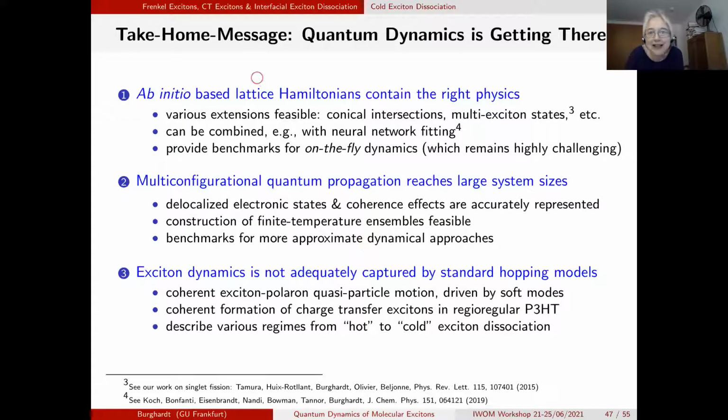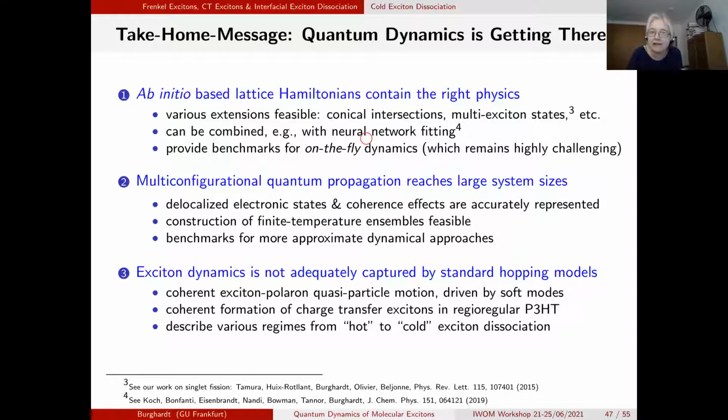So that's it. The take-home message is that quantum dynamics is getting there. Even if it's challenging as compared with trajectory-based methods, it's useful to do quantum dynamics. They work very well together with these ab initio-based lattice Hamiltonians, which contain the right physics and can be combined with various topologies, conical intersections, multi-exciton states, and so on.